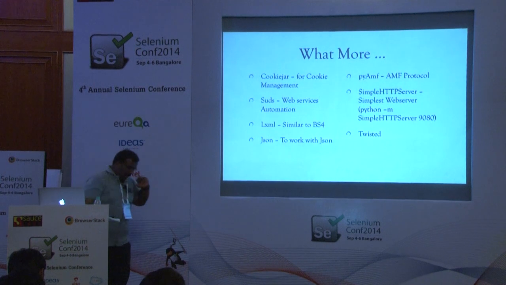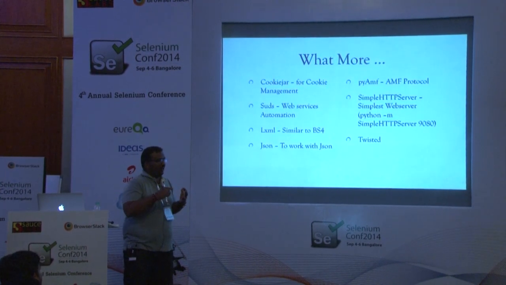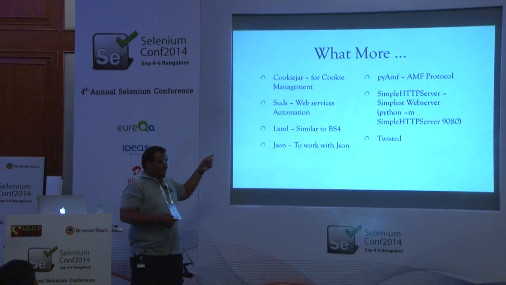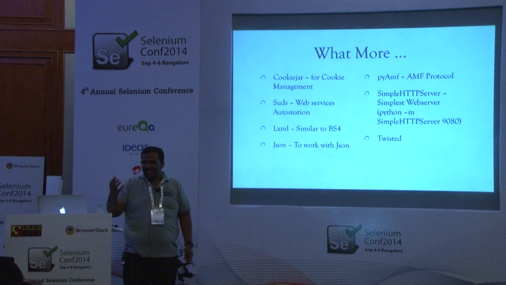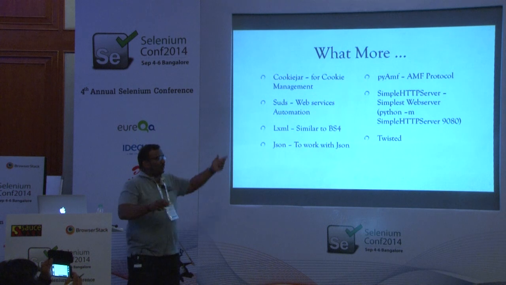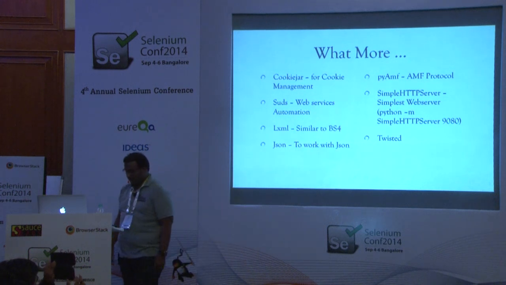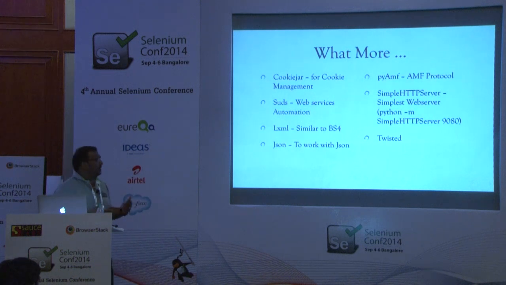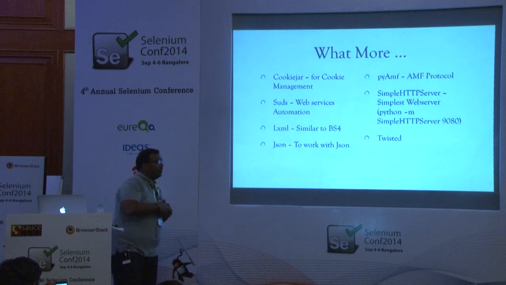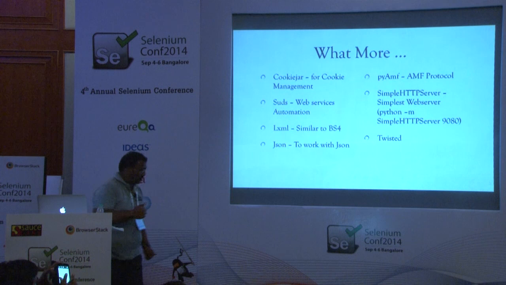LXML, another beautiful tool. What if you don't know whether your output is HTML or JSON or XML or whatever format that is? You use LXML. You make a request and then you tell it, tell me what that response is, and then you can go ahead and do these jobs. That's a beautiful one. JSON is just a library to work with your JSON. PyAMF, I just put it there because we just came out of a testing of that. AMF is your Flex protocol. PyAMF is something you can use for that.